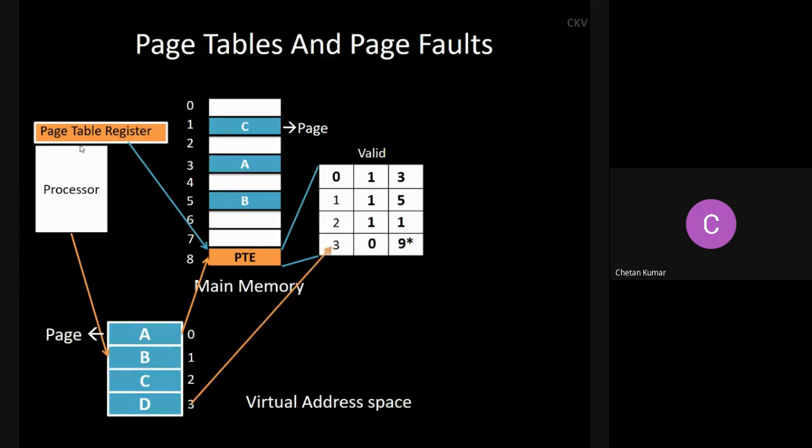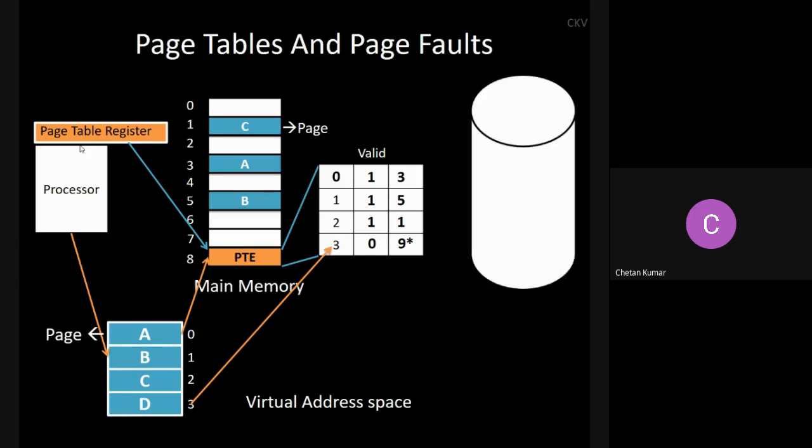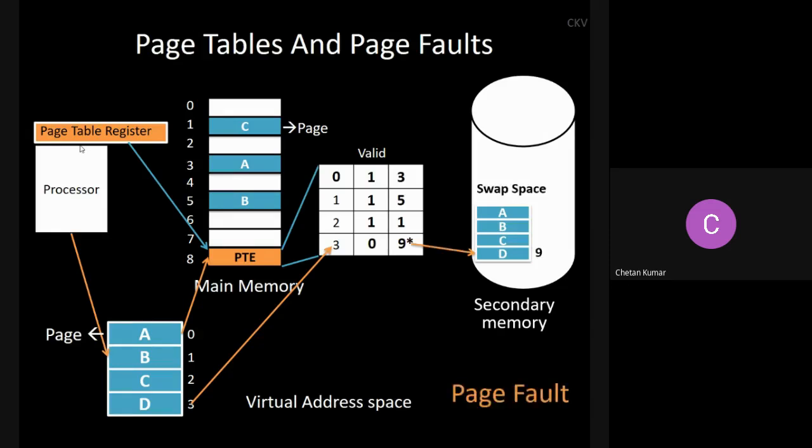Now, if you are trying to access, let's say, virtual page 3, but the valid bit corresponding to it is 0, that indicates that the page is not available in the main memory, so we have to fetch that page from the secondary memory. So this is an example of a page fault, which is a very rare occurrence, but it still occurs.